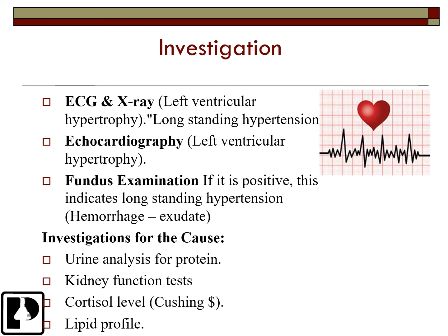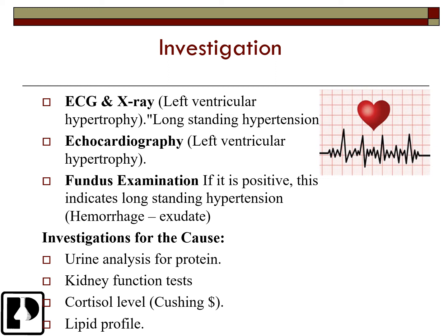Investigation for the cause, and this we are doing for secondary hypertension. Urine analysis for protein. First problem, if the kidney is affected or has any disease, there is proteinuria. Kidney function test, urea and creatinine.